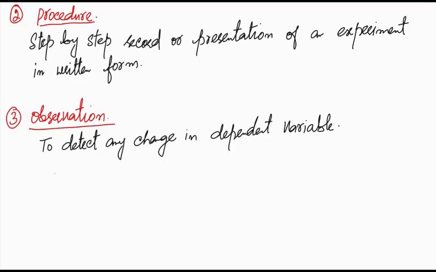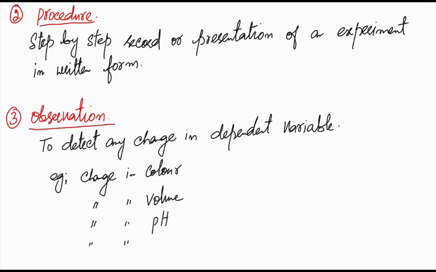The change can be of different types, for example, a change in color, a change in volume, a change in pH, a change in concentration, or a change in temperature. So we have to detect these changes.